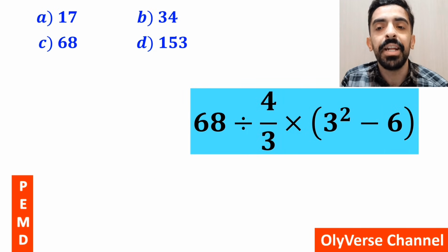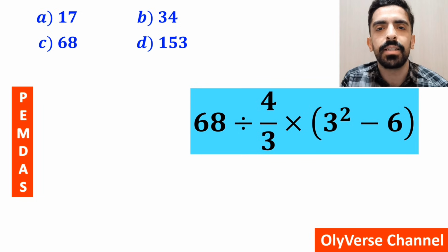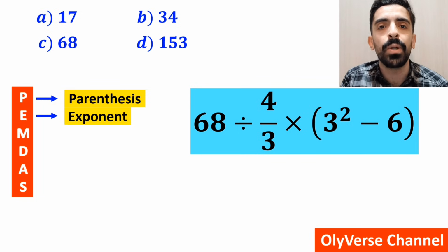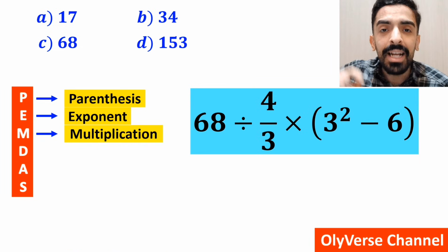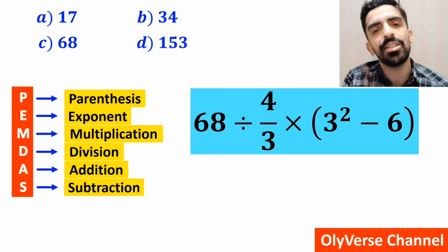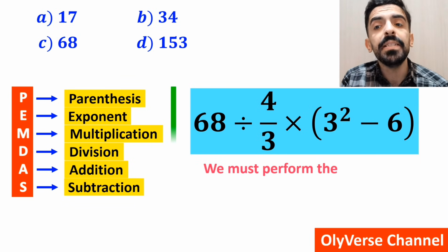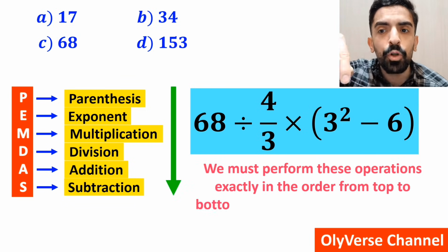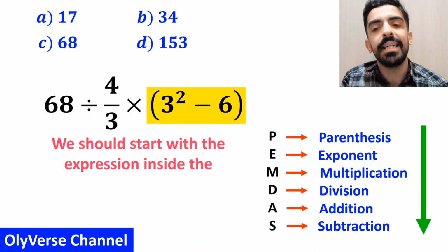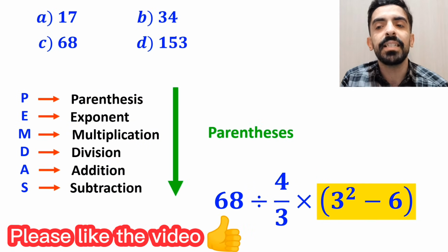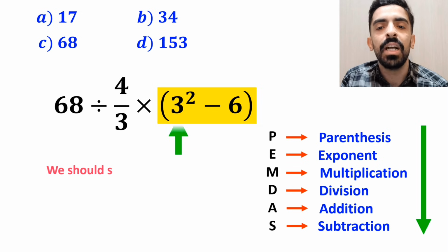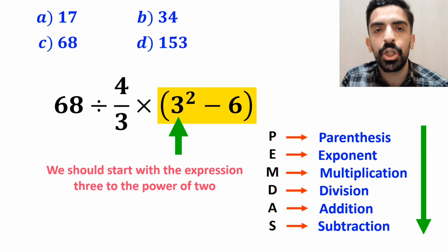To solve this question, we need to follow a rule that is called PEMDAS. In this rule, P stands for parentheses, E stands for exponent, M stands for multiplication, D stands for division, A stands for addition, and S stands for subtraction. We must perform these operations exactly in order from top to bottom as stated in the PEMDAS rule. So, we should start with the expression inside the parentheses first, because parentheses have the highest priority over the other operations. And inside the parentheses, we should start with the expression 3 to the power of 2.